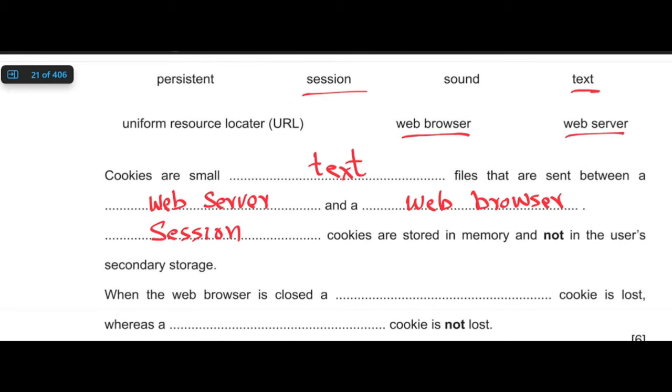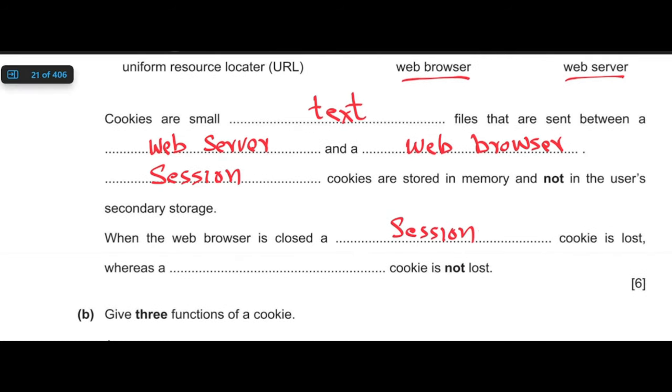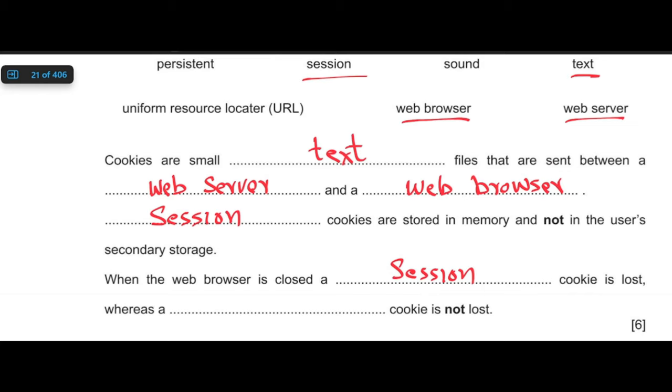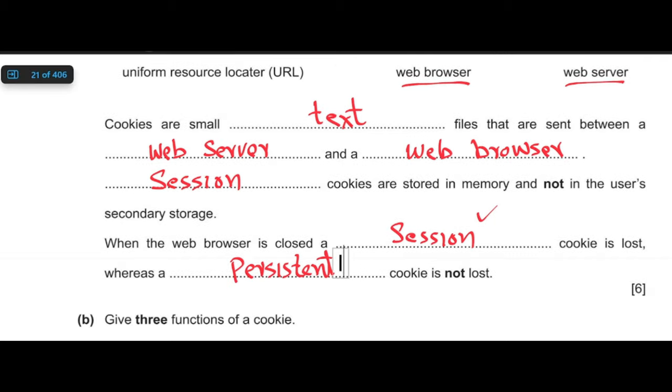The session cookie will come here also. A session cookie is lost whereas the persistent cookie is not lost, because the persistent cookie is stored inside the user's hard disk and the session cookie is stored in the memory, the RAM, and this is stored on the hard disk.